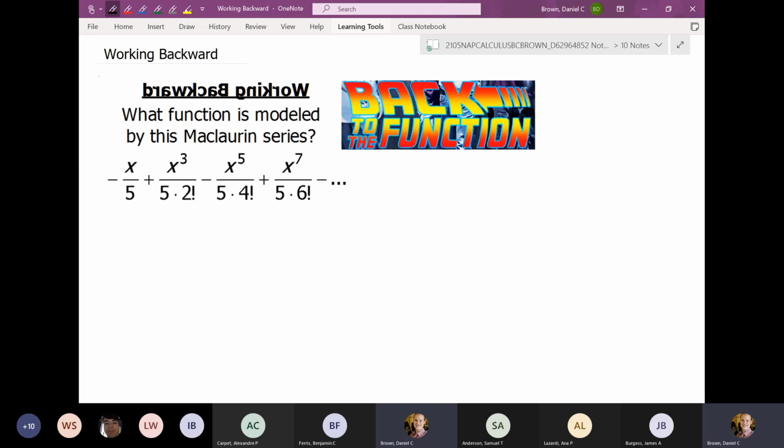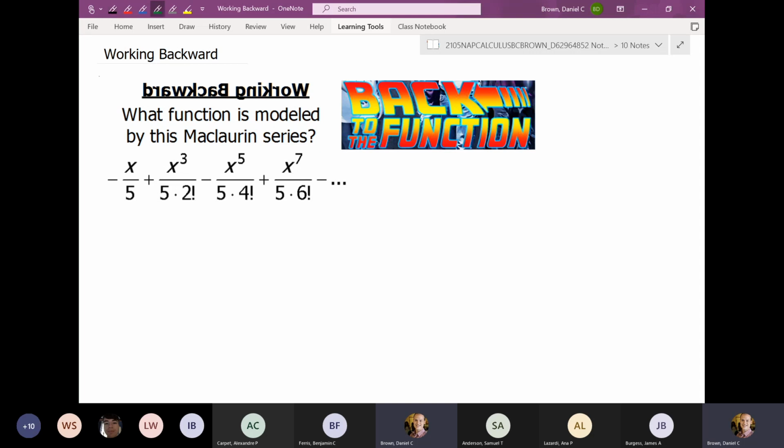And we have this -x over 5 plus x cubed over 5 times 2 factorial. We see there's some alternating terms. We see there's some factorials. We see x raised to a power. And we need to figure out where to start off with. So we are going to use one of those memorized 5.